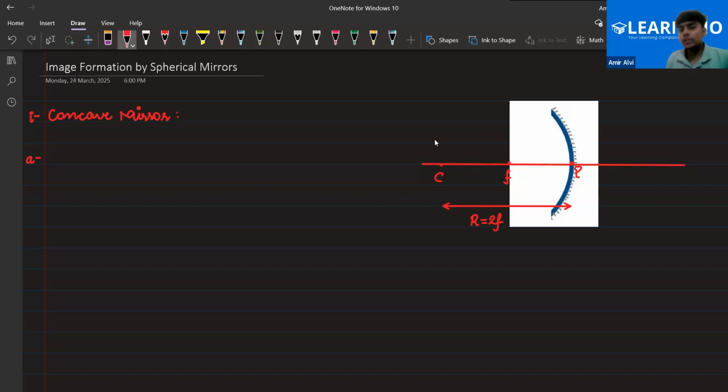So what do you mean by converging? When the light rays come from infinity, the mirror will direct all the parallel light rays to this point. So that's why it is called converging. Okay?